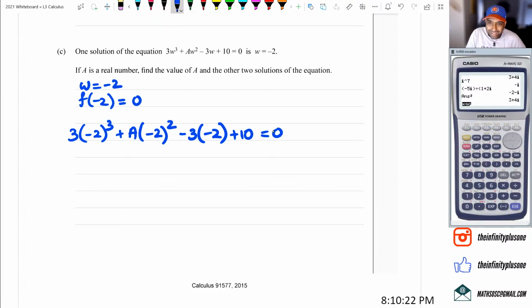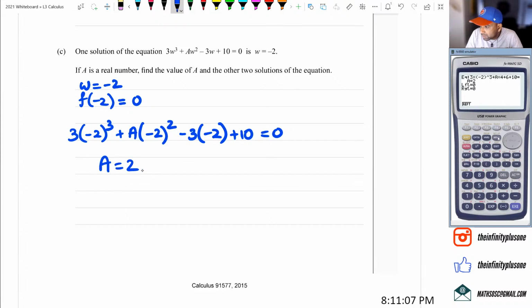Because of that, I could do this all by hand if I want to, but when we have a solver on our calculator, why not use it? So we go 3 times negative 2 to the power of 3, plus alpha a, you could use x, it doesn't matter, times negative 2 squared, which is 4, minus 3 times negative 2 plus 10, all of this equal to 0. Solve, and we've got a is equal to 2.